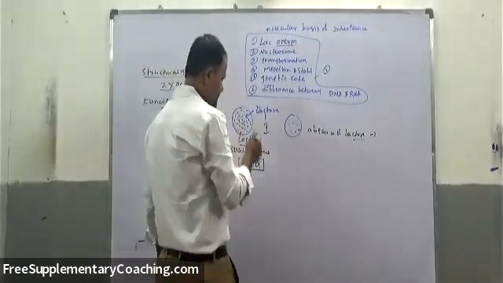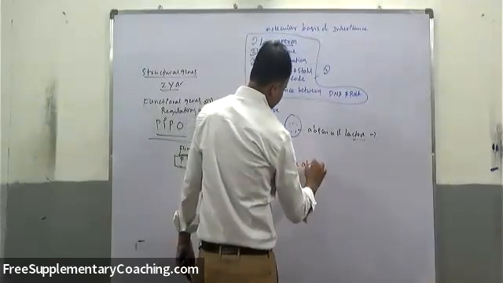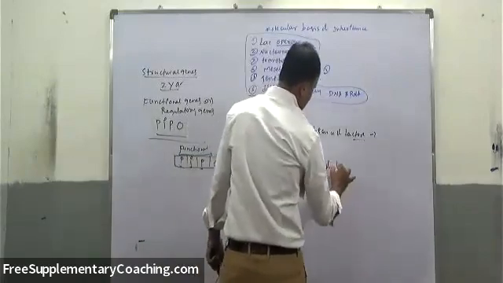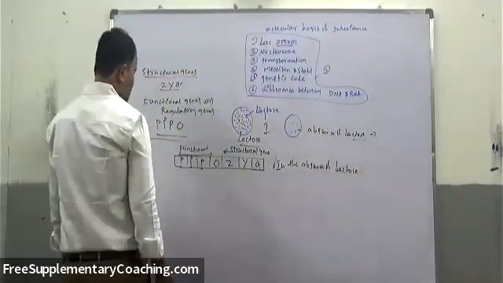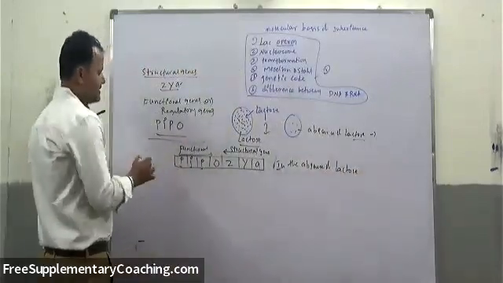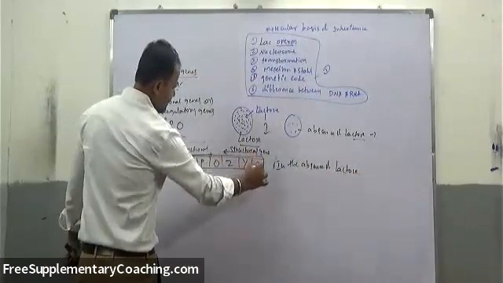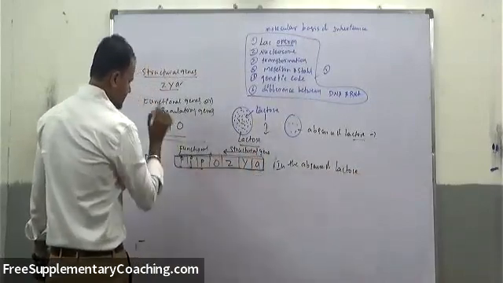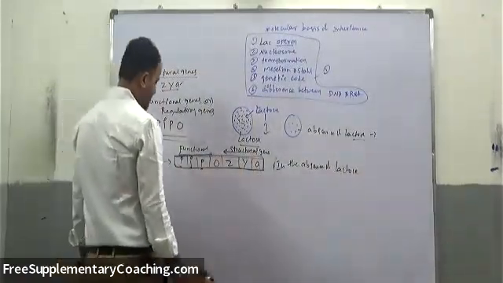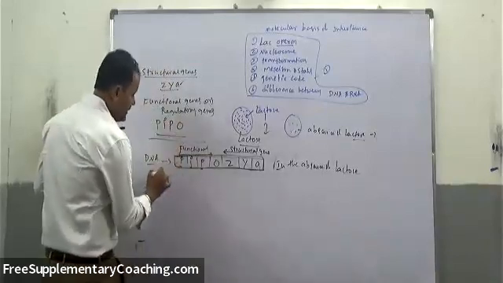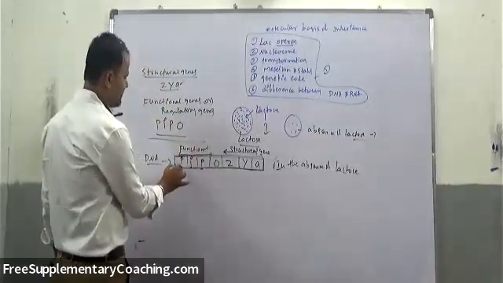Now, in the absence of lactose, what happens in the bacteria? These are DNA segments. From the DNA, RNA is formed. It is called transcription, which you already know. The DNA-dependent RNA polymerase enzyme binds to the promoter region.